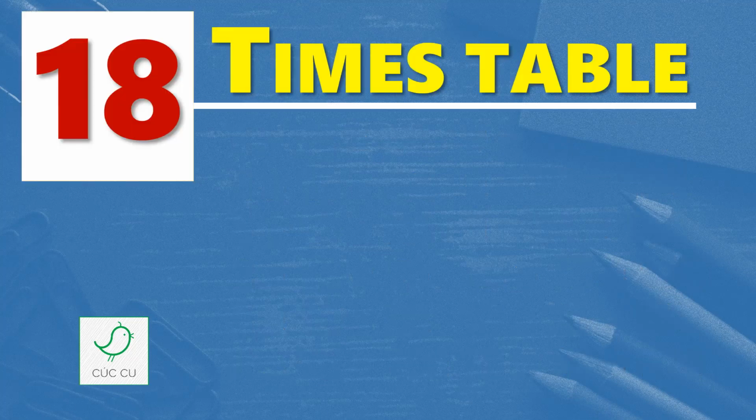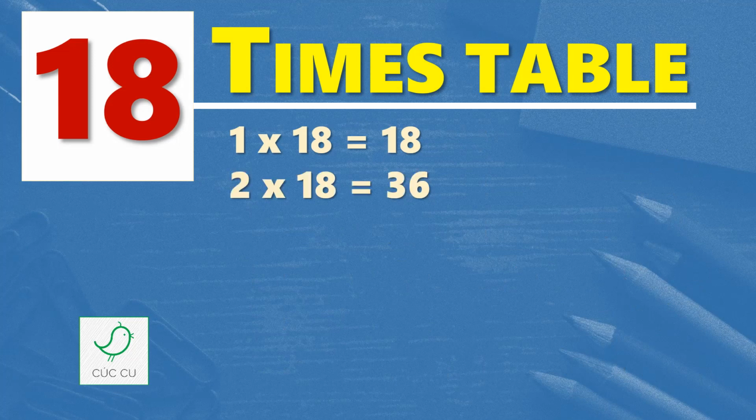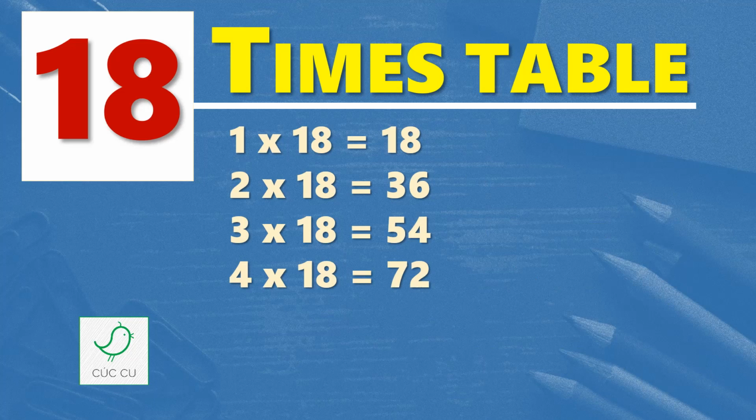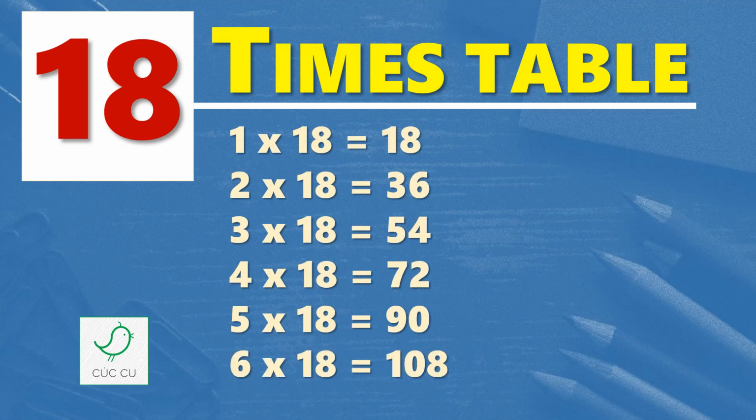18 times table. 1 times 18 is 18. 2 times 18 are 36. 3 times 18 are 54. 4 times 18 are 72. 5 times 18 are 90. 6 times 18 are 108.